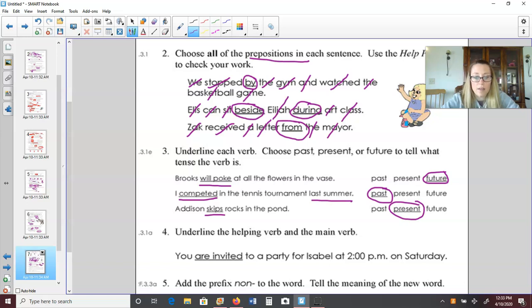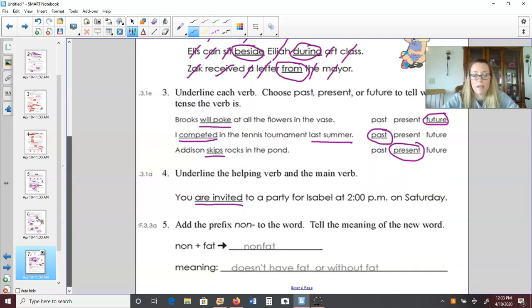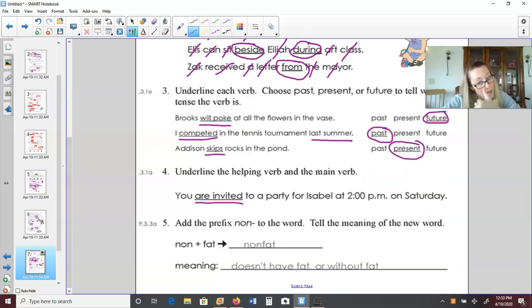Number four, underline the helping verb and the main verb. You are invited to a party for Isabel at 2 o'clock p.m. on Saturday. Helping verb is are. Main verb is invited. Are invited. Number five, adding the prefix non to the word and telling what the meaning of the word now is. So non plus fat, we get non-fat.